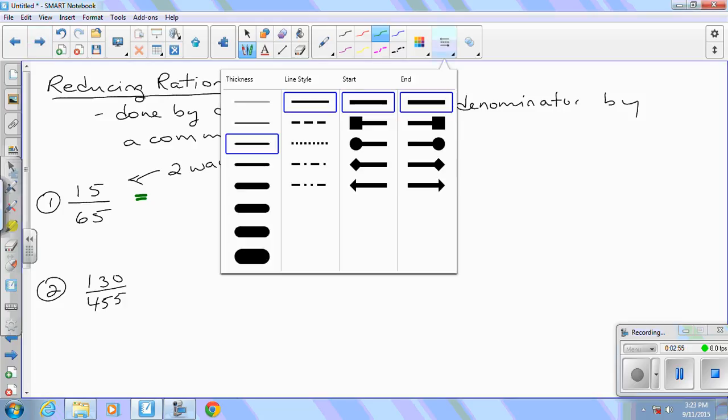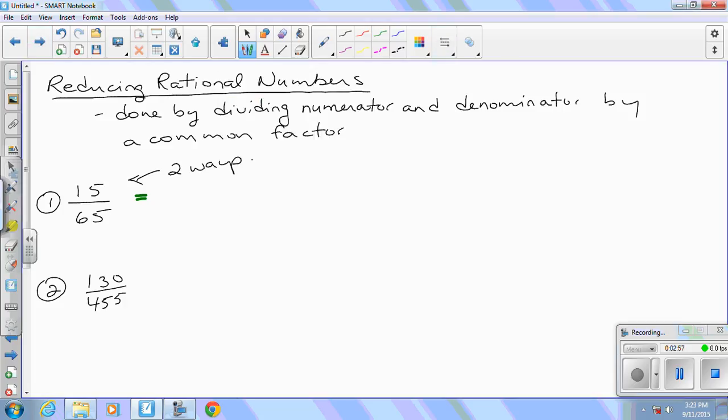One way we could do that, excuse me, that went back to a thick line and I prefer to write with a thin line. One way we can think of that is to think about what's the common factor, what goes into 15 and into 65, and you might recognize that those are both divisible by 5. So this is 3 times 5, and the denominator is 13 times 5. So if we divide out that common factor, we end up with 3/13.